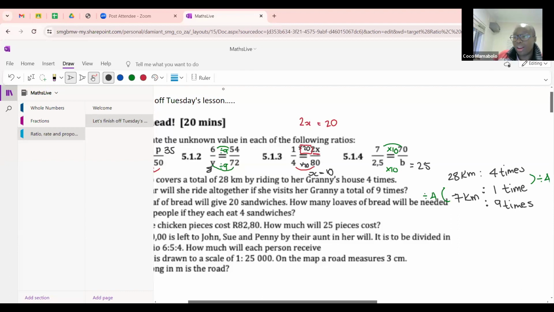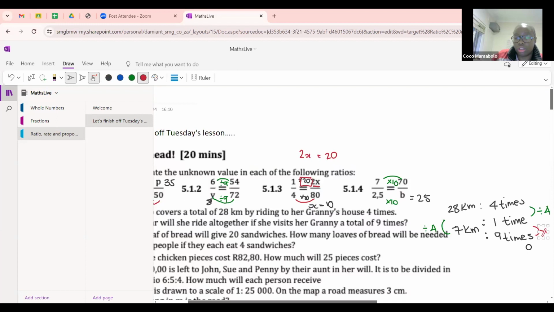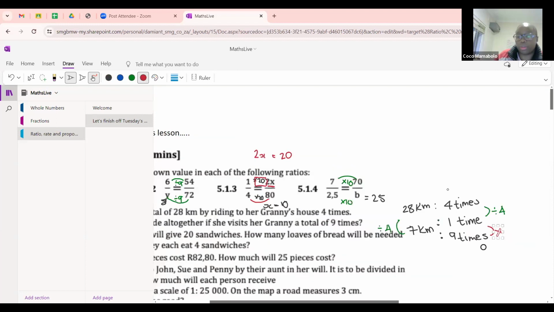Right, good. So now I have to figure out, if it takes me 7 kilometers to go there one time, how long will it take me to go 9 times? How did I get from 1 to 9? You multiply by 9. I multiply by 9. Good. And I keep messing this up. I need to move this over a little bit. Okay, there we go. Good.